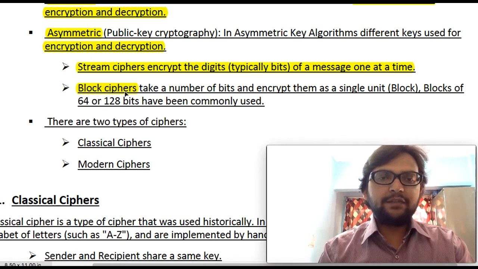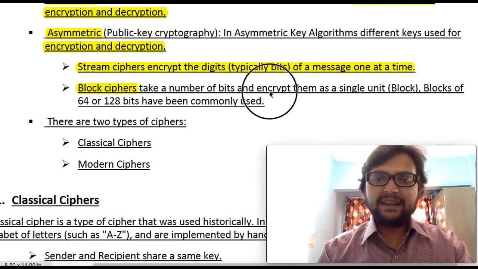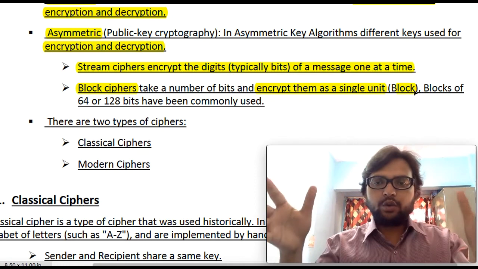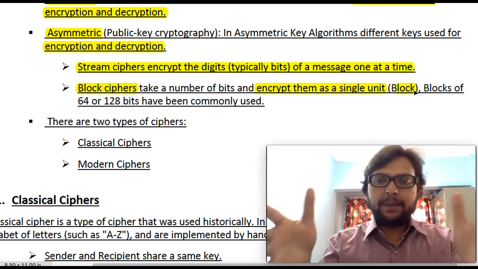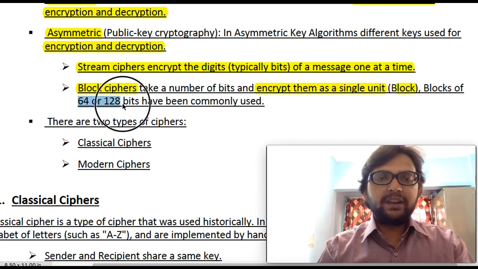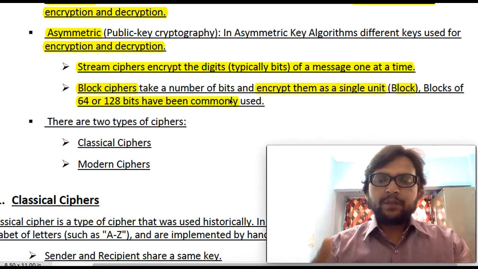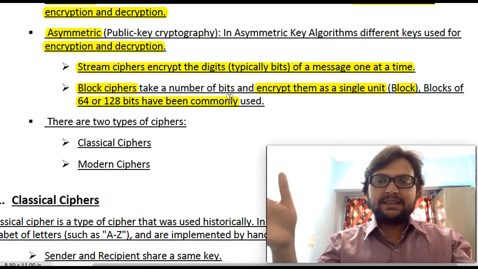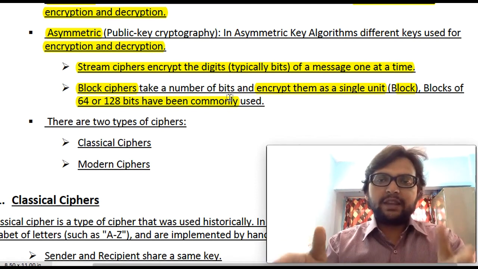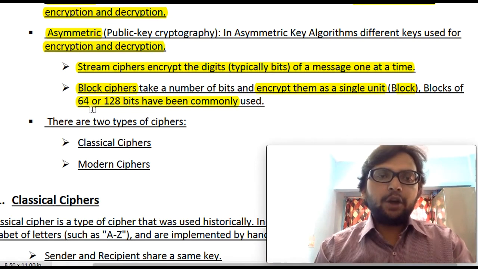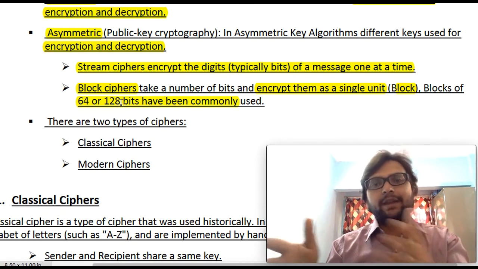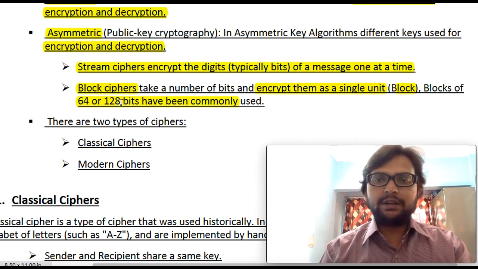Then we have block cipher, which takes a number of bits and encrypts them as a single unit, a block. So we are going to take a big block of data at once and encrypt it. A block of 64 to 128 bits of data we are going to use. The whole message gets divided into small blocks. So we can divide our whole message into block sizes of 64 bits or 128 bits, and then those blocks we are going to encrypt one by one. So that is what is written here.